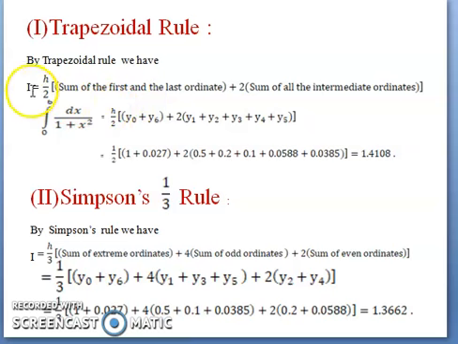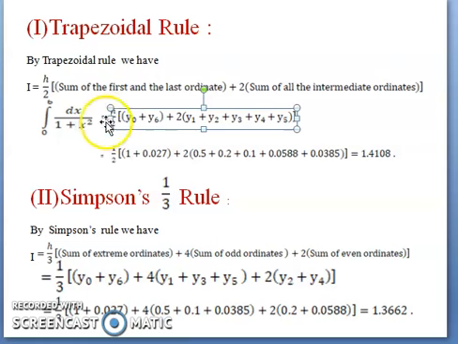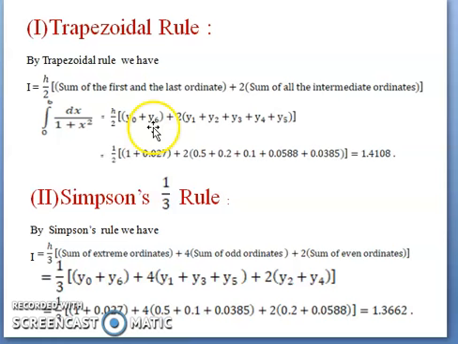That means I, the given function, integral from 0 to 6 of dx divided by 1 plus x squared, equals h by 2 times y0 plus y6, where we have already defined h as 1. See the formula: the sum of the first and last ordinates means the first ordinate of y is y0 and the last ordinate of y is y6, plus twice the sum of all intermediate ordinates, which means the rest of the ordinates y1, y2, y3, y4, y5.